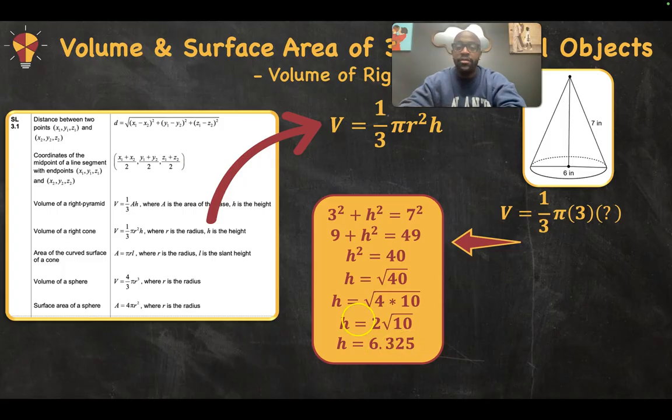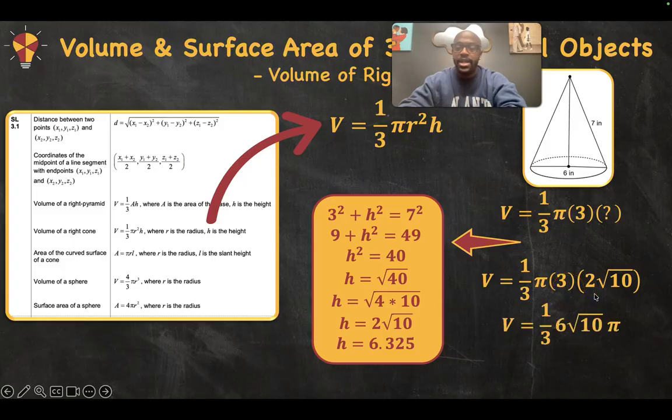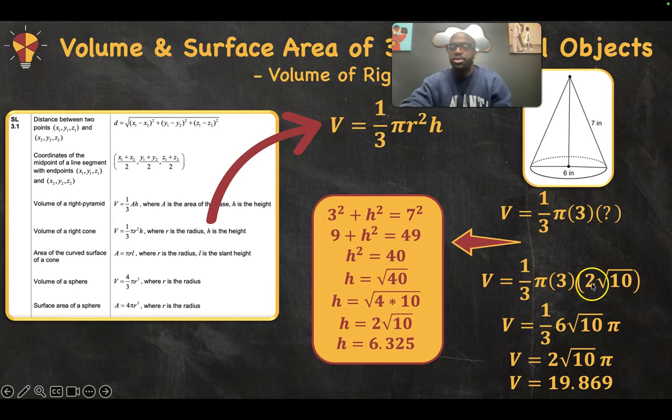All right, so now that you have your height, you can plug your height in. Now, I plugged in 2 square root of 10 because I want to find the exact value. You will get 2 square root of 10 pi because 2 square root of 10 times 3 is 6 square root of 10. 6 times 1 is 6. Divided by 3 is 2. 2 square root of 10 pi, which is equivalent to your decimal, which is 19.869.